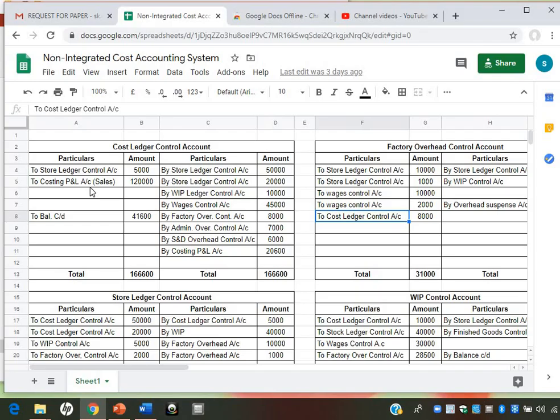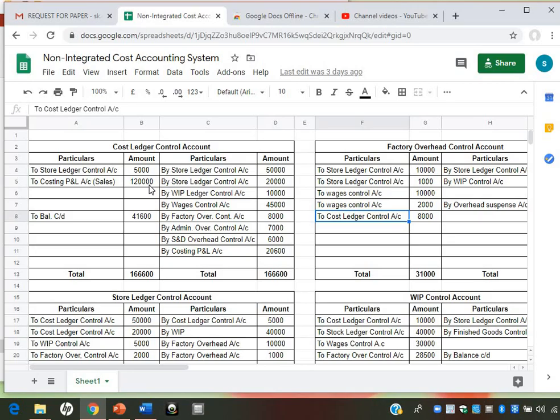So this is by... now you see on the debit side, first of all we have recorded store ledger control account. That store ledger control account was on account of return of material we purchased and returned to the supplier. And this 1,20,000, because we are not preparing a cash account, the entry of sale was cash account debit to sales account in normal circumstances in financial accounting.